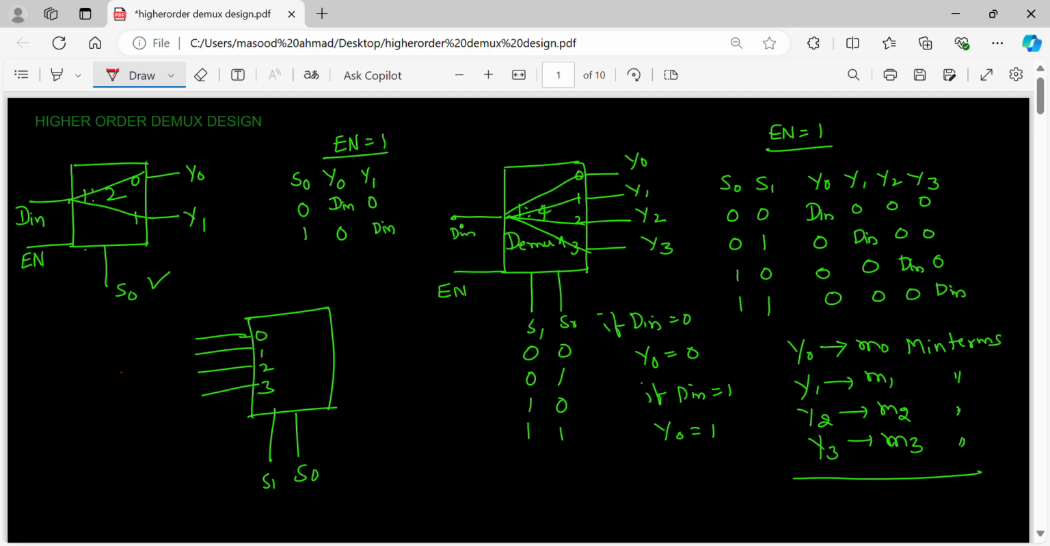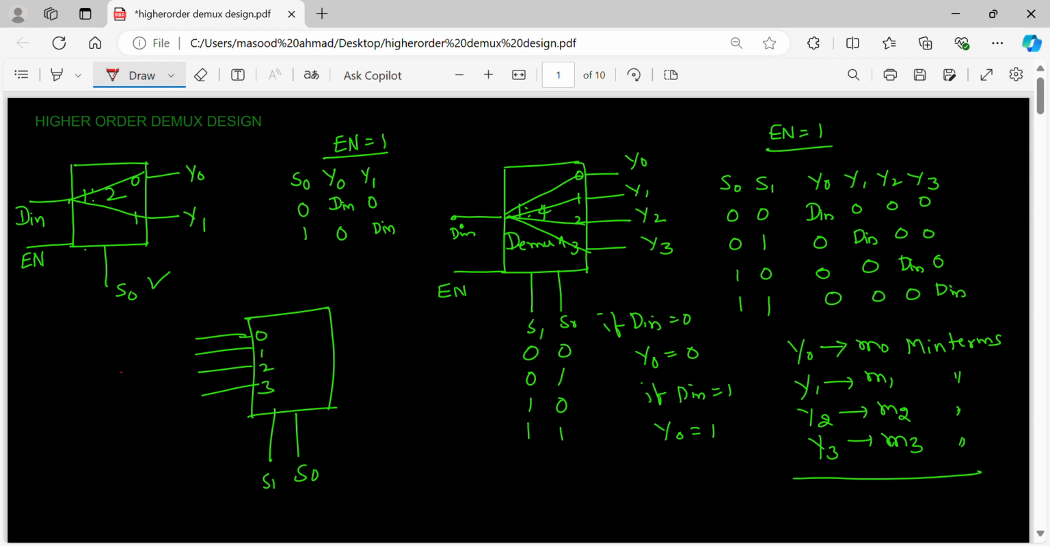My dear students, now we are going to look at higher order Demux design. In this design, what exactly we are trying to do is we are taking lower order demultiplexers in order to get a higher order demultiplexer. Before going to the design, we will look at the Demux operation as a quick review. Then we will go for the design part.